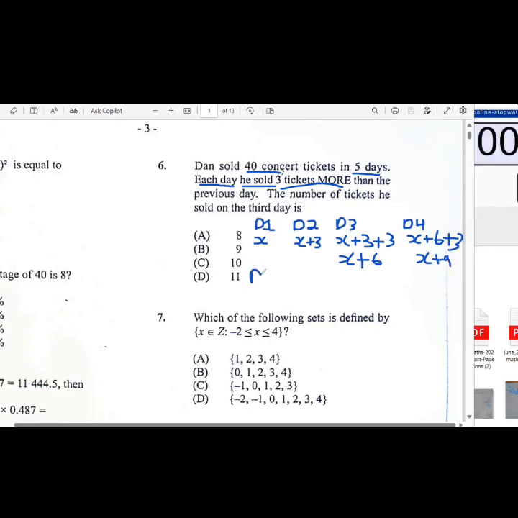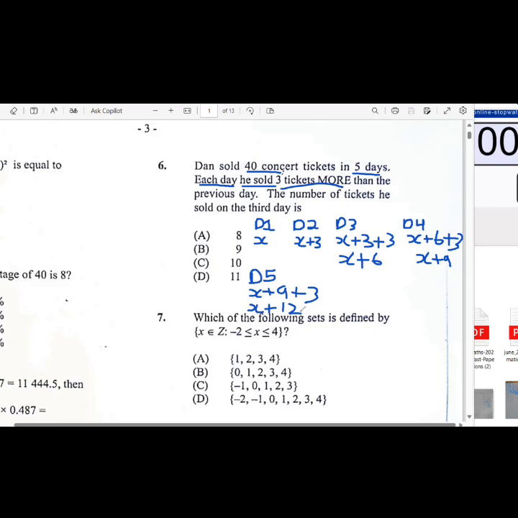day that I would write as D5, he would have sold the same amount as day 4, but 3 more. Because every day he's selling 3 more. So that means every day he's selling the same amount as previous day, but 3 more in addition to that. So by day 5, he sold x plus 12. So I hope you're clear on that part so far.